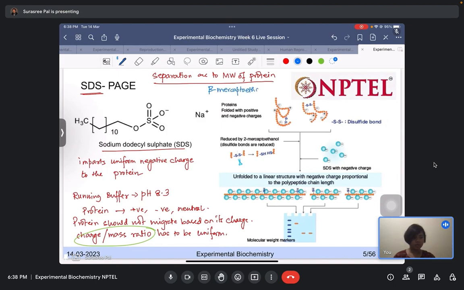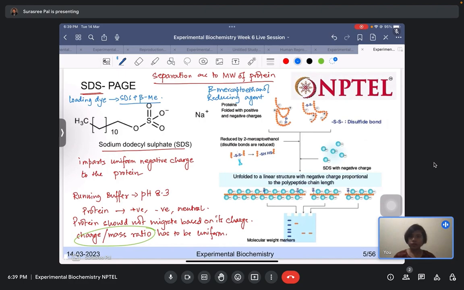Beta mercaptoethanol or 2-mercaptoethanol. This is a reducing agent. So when we have a protein sample, we add SDS and beta mercaptoethanol. What we actually do is add a loading dye. In a loading dye, we add SDS and beta mercaptoethanol.